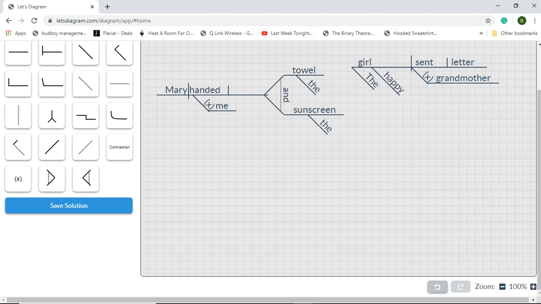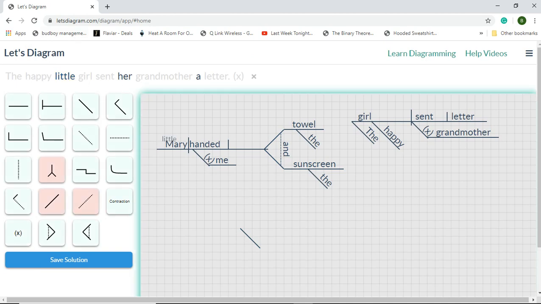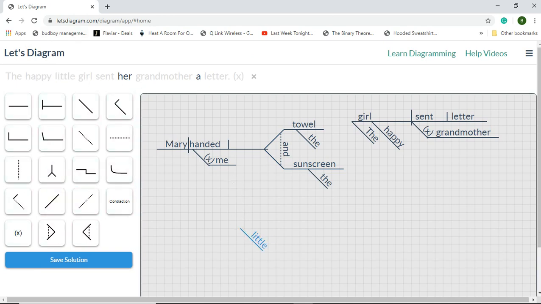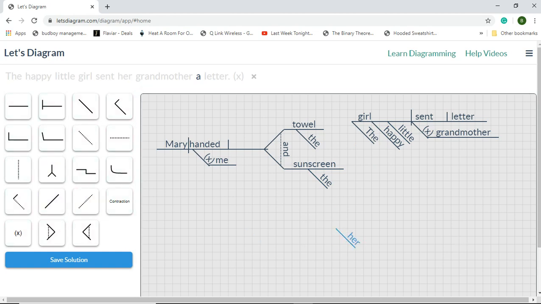So here's our indirect object. I need to re-add the adjective little. Alright, what's left? Well, her is modifying the indirect object grandmother. Okay? Just like a prepositional phrase with an adjective. Send that right in here. Okay, so her is acting as an adjective.